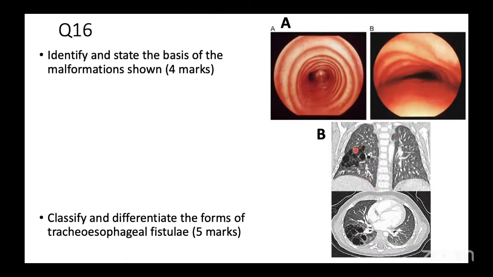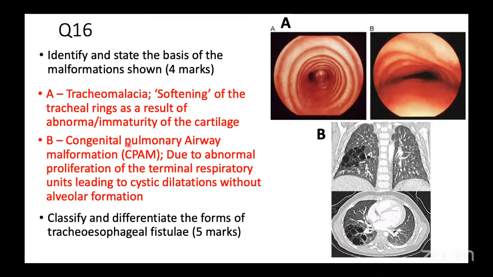As for B, you can see you have these ones here. These are cystic structures within the lung, and this is what we call CPAM. The full form is congenital pulmonary airway malformation.